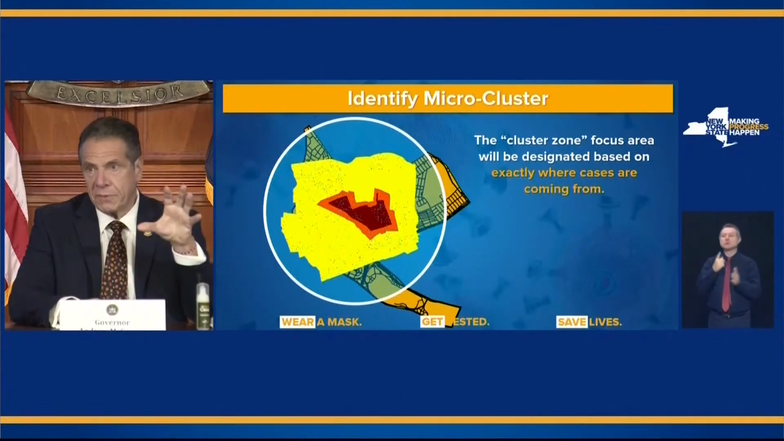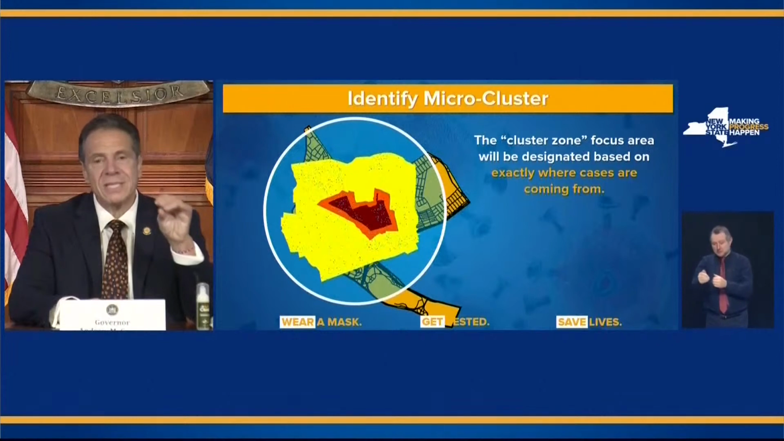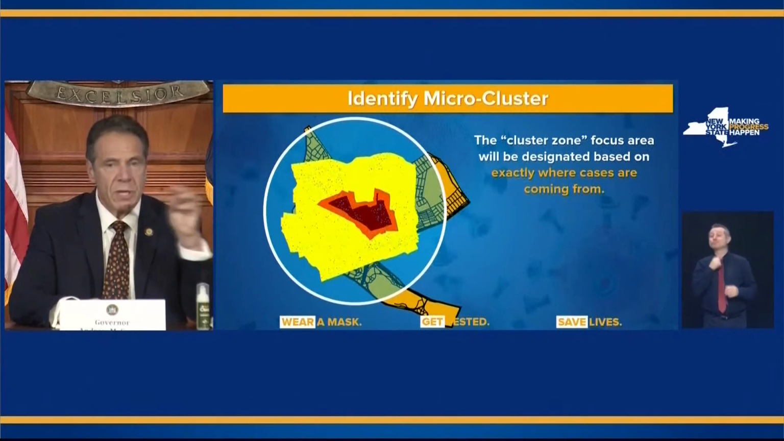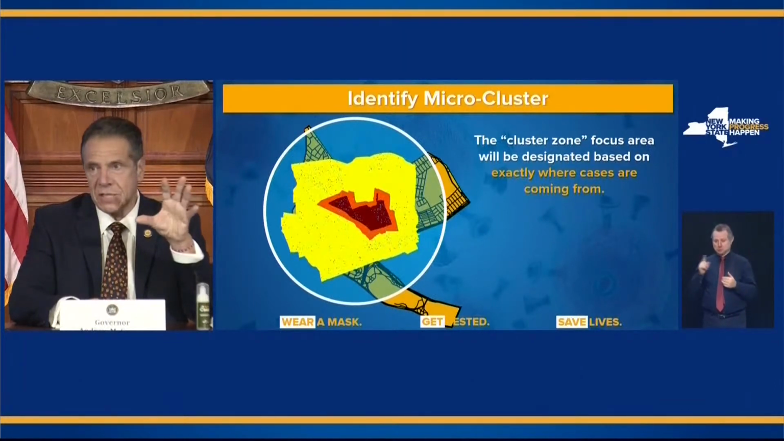We then put a buffer around it. That's called an orange zone. We then put a buffer around the orange zone, which is a yellow zone. Why? Because these areas are so small that people walk to a store, people walk to a restaurant, and you see the viral expansion will be a series of concentric circles. It just works its way out.